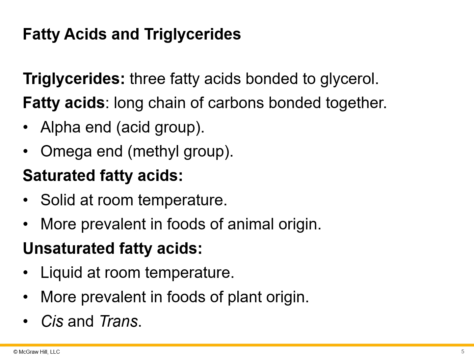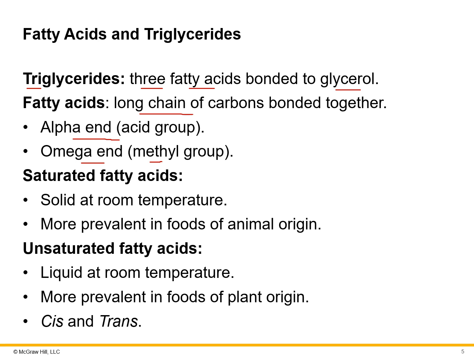So triglycerides, the tri meaning 3. These have 3 fatty acids that are bound to a molecule called glycerol, so 3 fatty acids per glycerol. And those fatty acids are just long chains of carbons bound together. We'll see some pictures coming up. They can either have what's referred to as an alpha end, which makes them a little more acidic, or an omega end, so alpha, omega. Alpha being acidic, omega having a slightly different group called a methyl group.